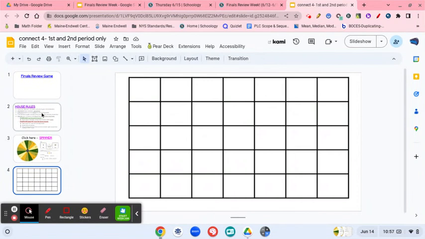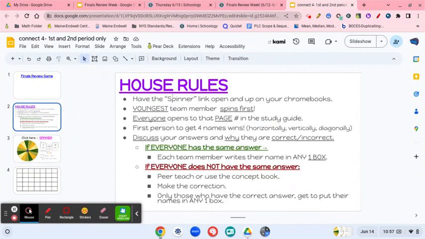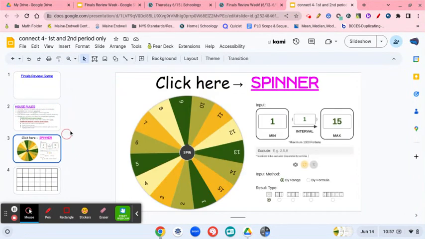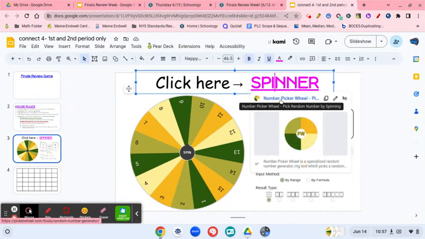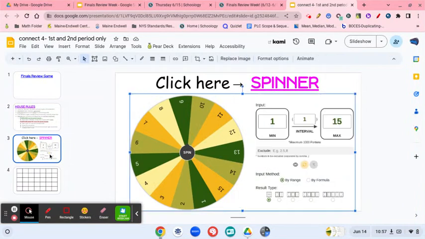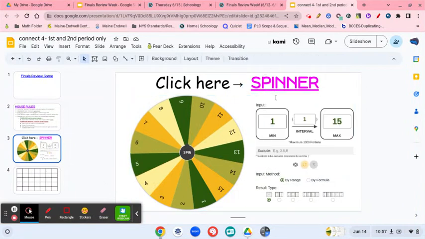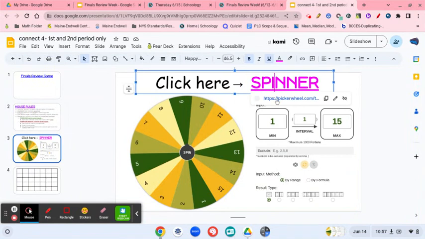So here are the directions. You guys are going to have the spinner link open on your Chromebooks. So you just click here on the word spinner and see how it comes up with that, and it will pop this thing right up to spin it, okay? Let me make sure that works. Click that. And it should be set up already. If not, I'll show you, the one person in your group, how it's going to set up.